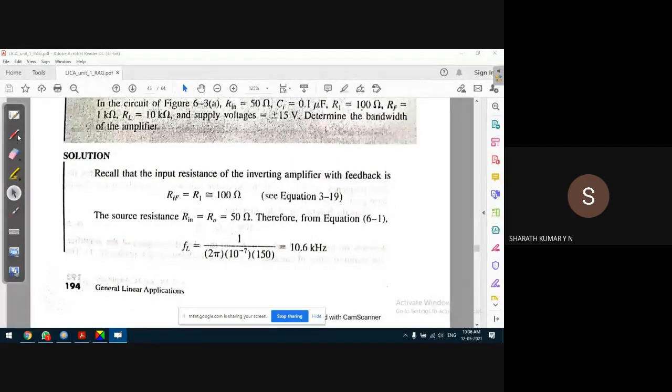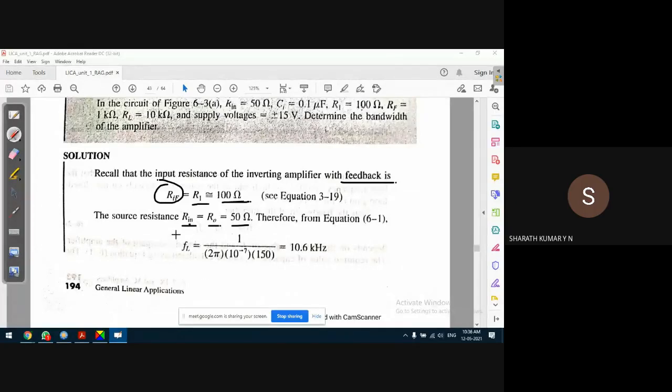Okay, so assuming R_AF is equal to R1, that is approximately 100 ohms, because we need R_AF in the equation, with the feedback, since an inverting amplifier means it has feedback. So the source resistance R_S is equal to R_O, because of the coupling capacitor, the coupling of op amps when multiple op amps are interfaced. The effective input resistance is taken as the output resistance, that is 50 ohms.